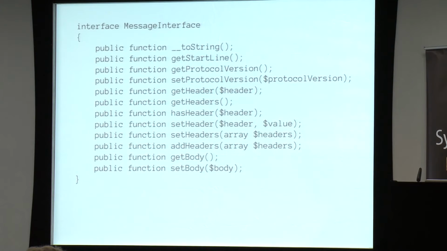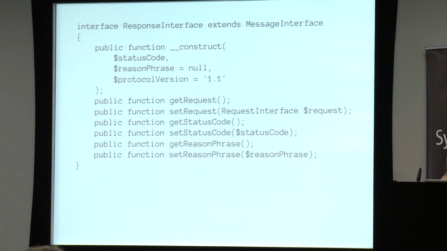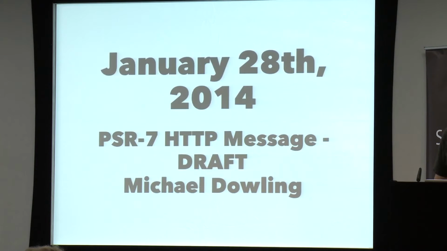And what he proposed was not all that dissimilar from what PSR-7 turned out to be, but it is definitely different. So if you look, there was a common message interface that both request and response shared. Request interface kind of extended it a little bit, gave it a different constructor signature, and the response interface, again, was just a little bit different than the core message interface. And then things got stuck for a very long time. So this was the end of 2012. It wasn't until the end of January 2014 that things started to pick up again.